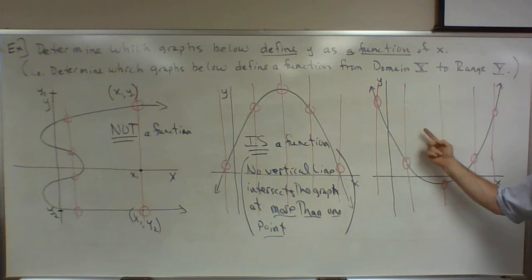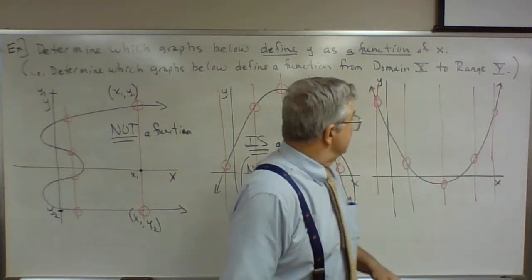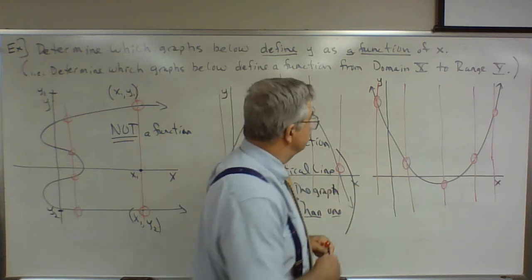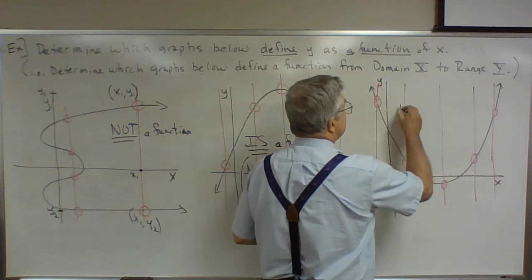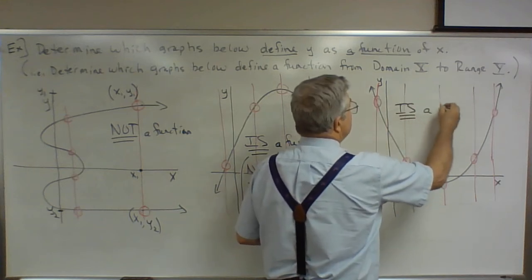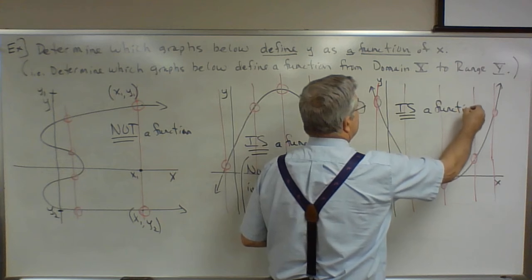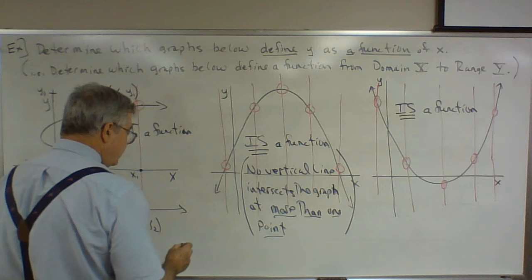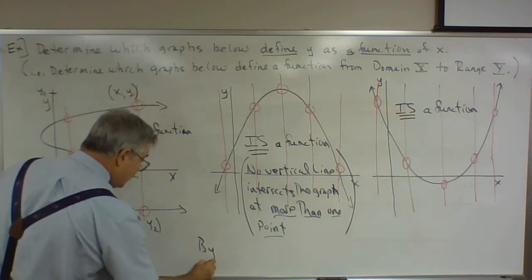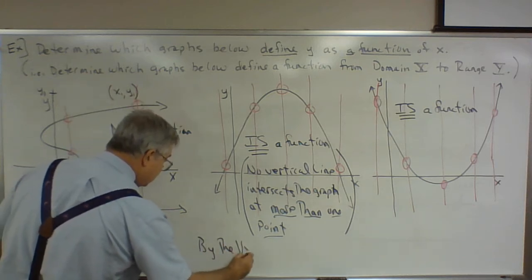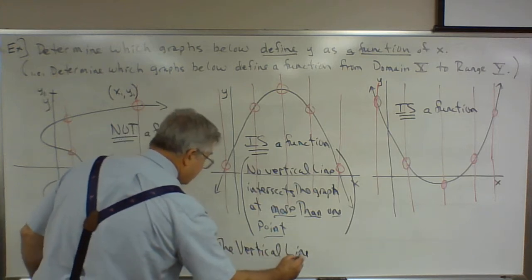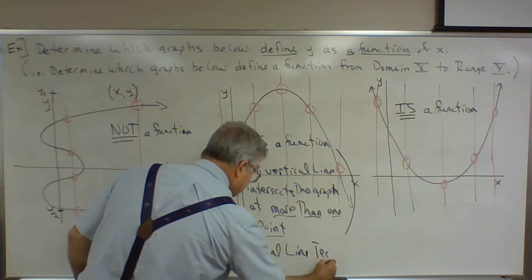No matter where we draw a vertical line in the xy plane, it doesn't intersect the graph at more than 1 point. So this thing is a function. And all of these things, we applied the vertical line test.